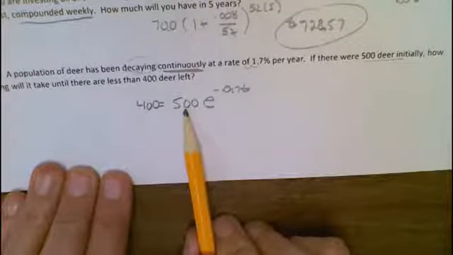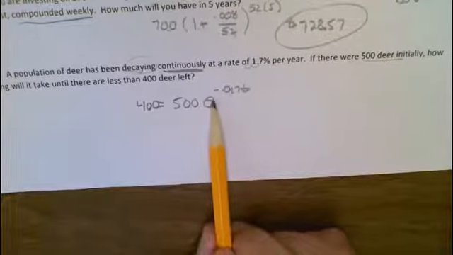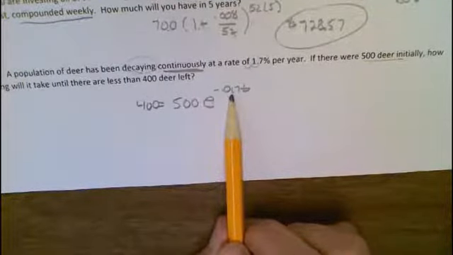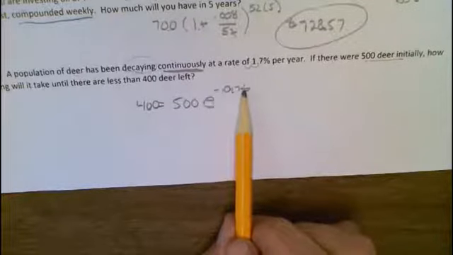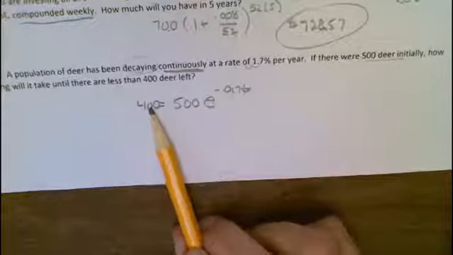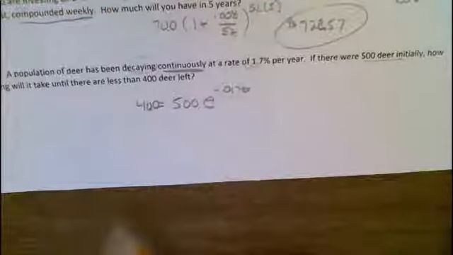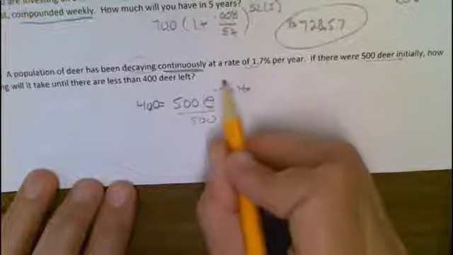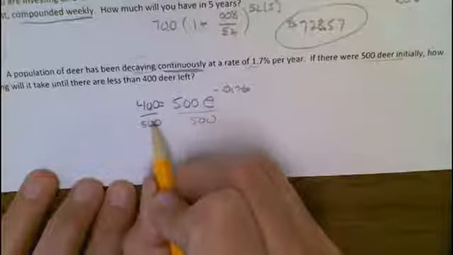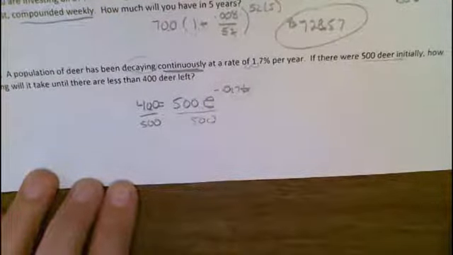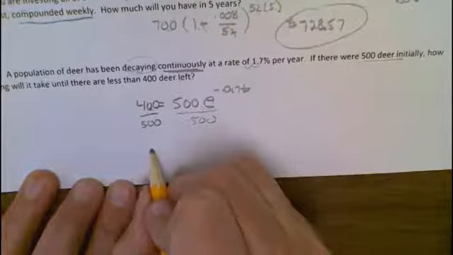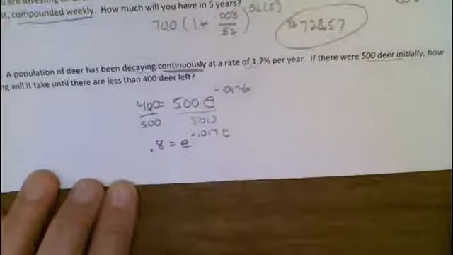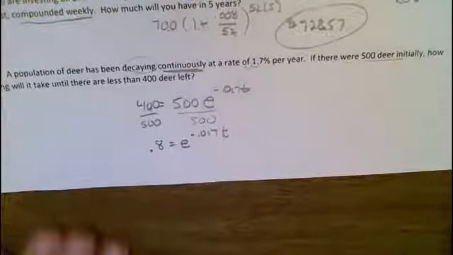So I start with 500. My rate, it's continuous, so it's a base of E. My R value is negative 0.017 because it's getting smaller. I want to know the time that it will be 400. So how do I solve that equation? I first divide by 500. Remember, you got to get this base by itself. So if I take 400 divided by 500, I should get 0.8. Okay, so you first have to get the base by itself.